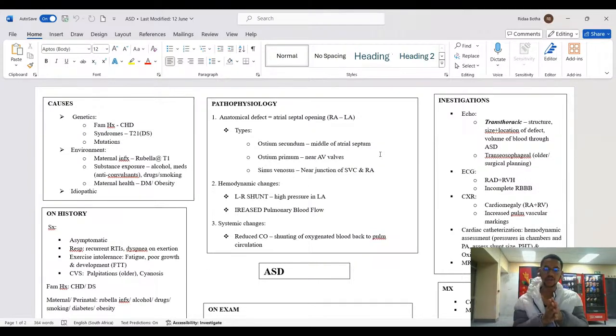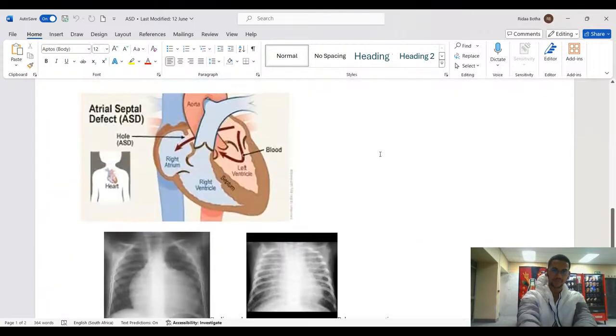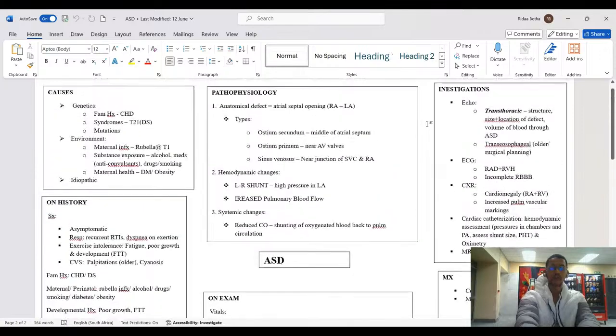The pathophysiology includes that of an anatomical defect in which there is an atrial septal opening, and over here you can see that is the atrium. It is open, okay, and blood can flow from the left side of the heart to the right side of the heart. So essentially, you have the septal opening between the right atrium and the left ventricle. There are different types. You get it at the middle of the atrial septum near the AV valves, the atrioventricular valves, and or you could get it near the junction of the superior vena cava and the right atrium.